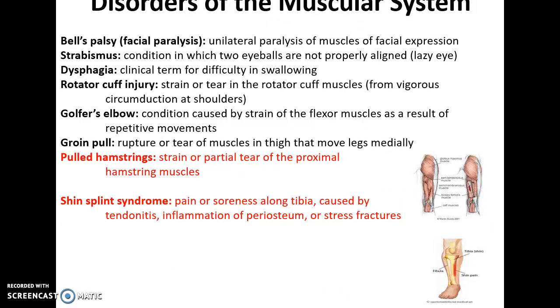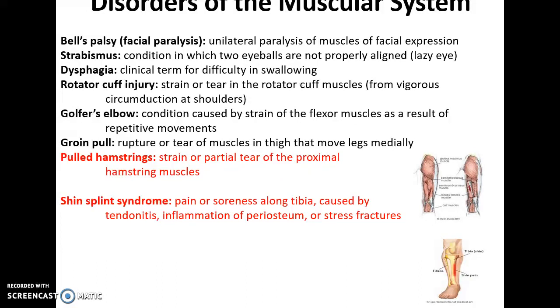Disorders of the muscular system. Bell's palsy or facial paralysis, where one side of the facial muscles is not able to contract, so it's paralysis. Strabismus, where the two eyeballs are no longer properly aligned, also known as lazy eye, because one of the muscles isn't attached properly. Dysphagia, the clinical term for difficulty in swallowing.